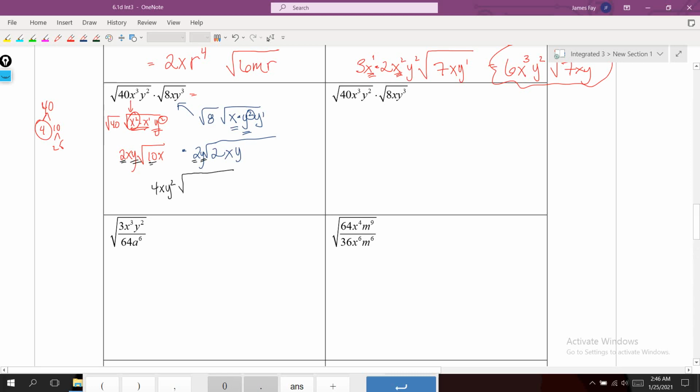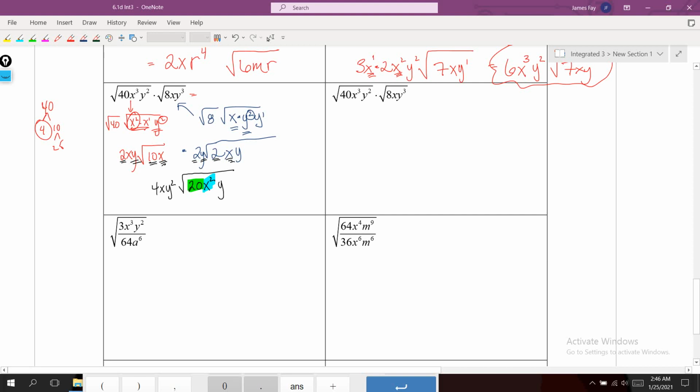Underneath, 10 times 2 gives us 20. We have x times x gives us x squared, and then we got our y. The only thing about this that stinks doing it this route is that 20 and that x squared are no longer simplified. So now we got to do that.